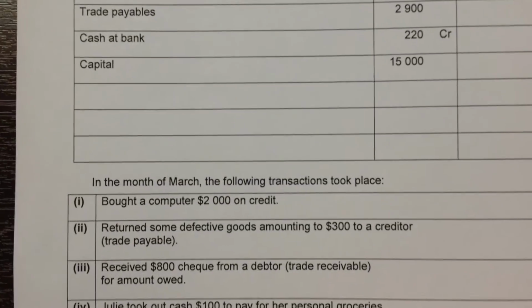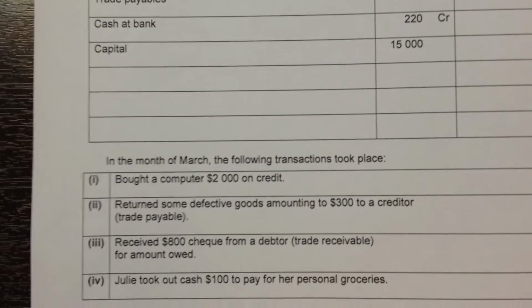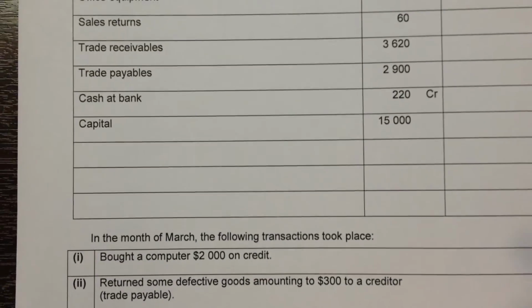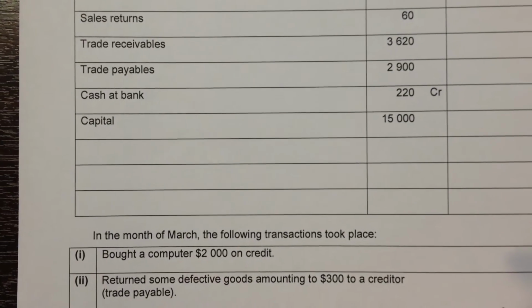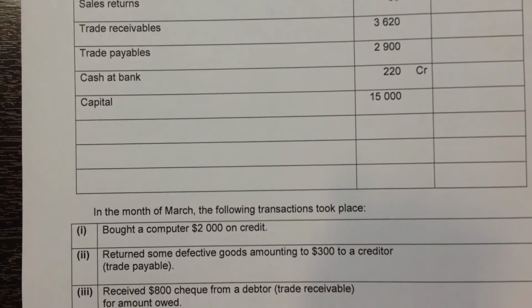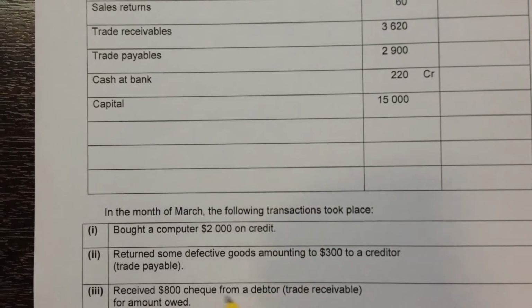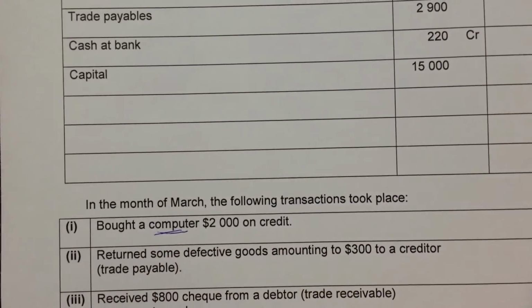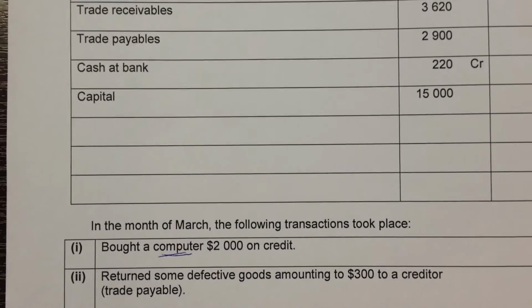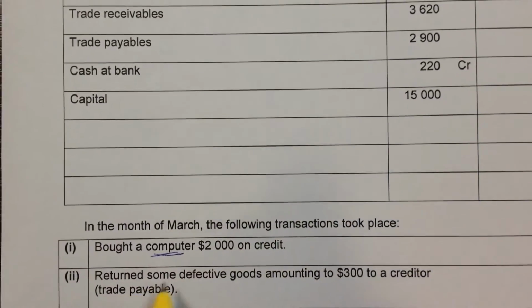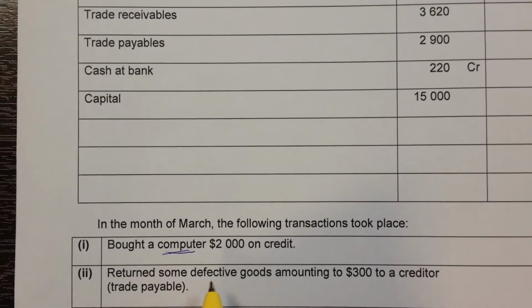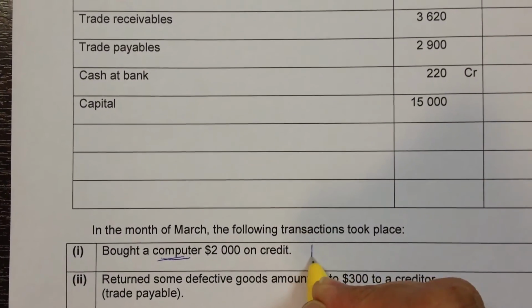First transaction, bought a computer 2000 on credit. We will analyze this transaction using the double entry rules. Computer is a type of office equipment. It is an asset. So, when a business buys a computer, office equipment increases, so we debit.